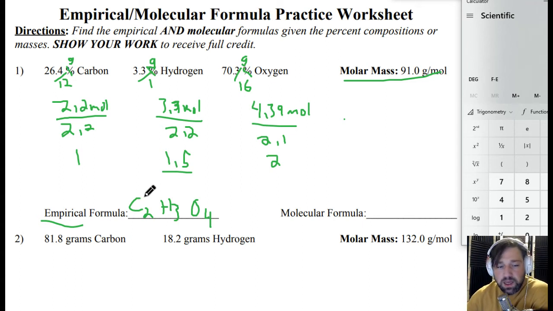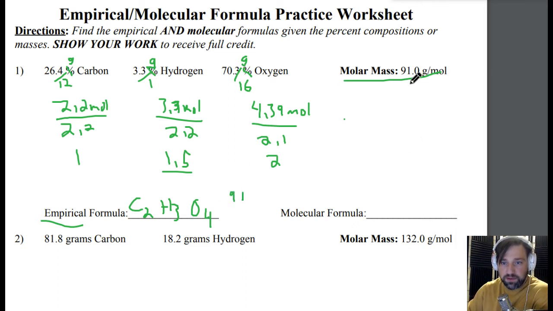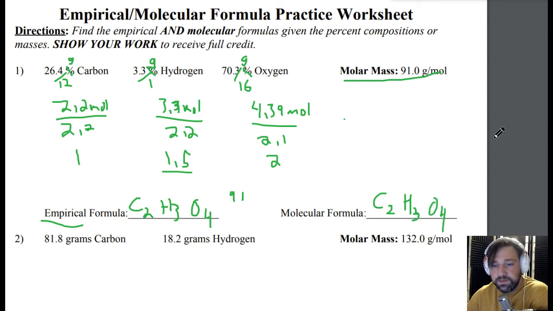Okay. To get that, what we're going to have to do is figure out the molecular weight of this molecule. That's pretty easy. 12 plus 12 for the carbons, and then 3 for the 3 hydrogens, and then 16 plus 16 plus 16 plus 16 is 91. This molecular weight is 91. The thing that we're after is 91. So the molecular formula is the same thing as the empirical formula. And there we go. Done. Check.